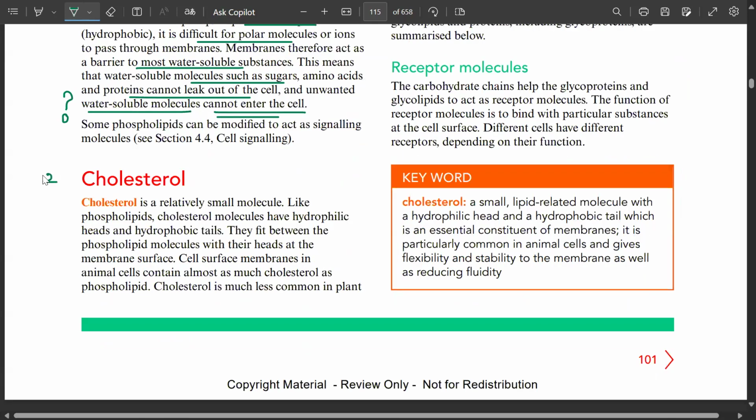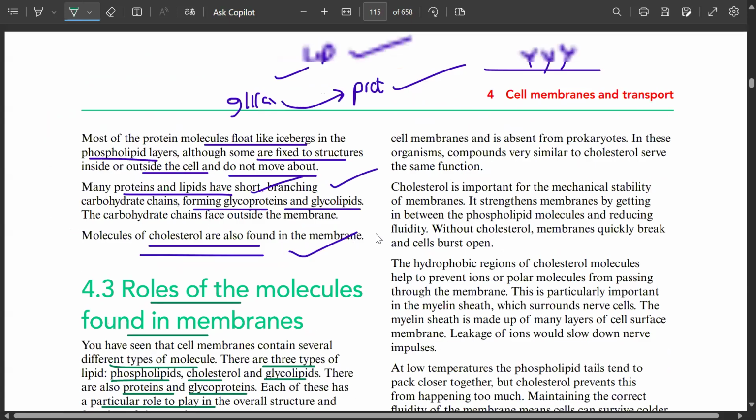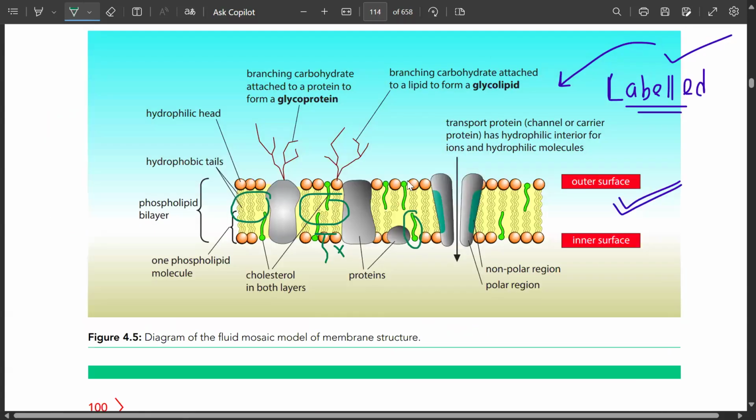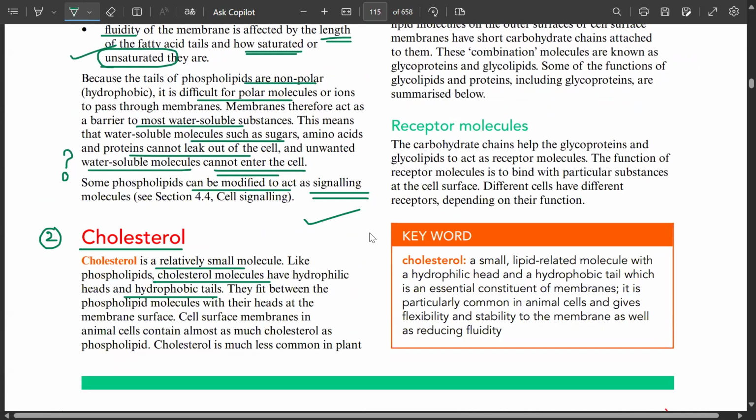Cholesterol molecules. Some phospholipids also, by the way, act as cell signaling molecules as well. That is our tomorrow's lecture. Cholesterol, on the other hand, is a relatively small molecule like phospholipids, and cholesterol molecules have hydrophilic heads and hydrophobic tails. They fit between the phospholipid molecules. Look at this. Cholesterol molecules just found a gap and fitted themselves between the phospholipids.